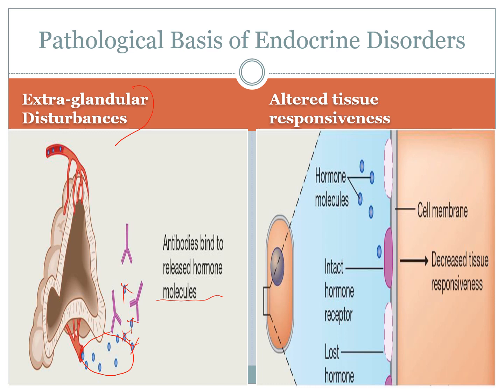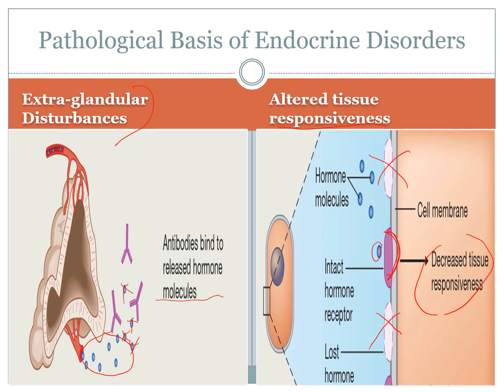And the last type is when we have altered tissue response. This is where the hormone molecule is intact, but our actual receptor sites at our cell membrane or in our cell are no longer functioning. So they have fewer receptor sites to pick up the hormone. Therefore, it's almost like a hypersecretion type disorder. And a classic one of that is diabetes mellitus type 2.